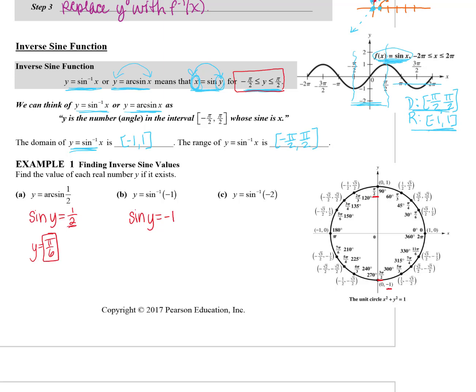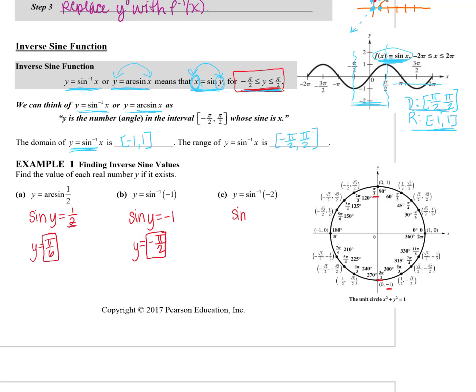Now we're not going to write the answer as 3 pi over 2 because it has to be between -pi over 2 and pi over 2. Well, 3 pi over 2 is coterminal with -pi over 2. The answer is -pi over 2. When you're finding the arcsine of a number, you're always going to have just one solution. Remember, this is a one-to-one function.